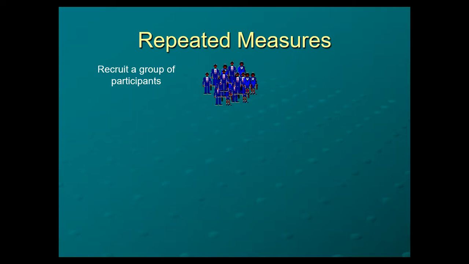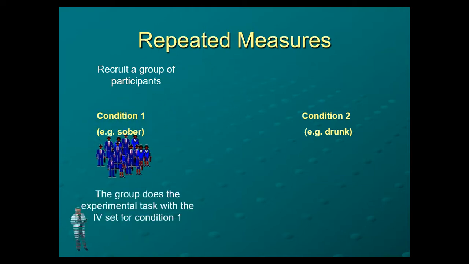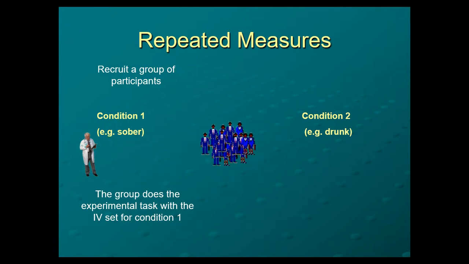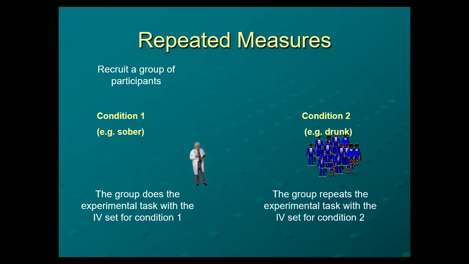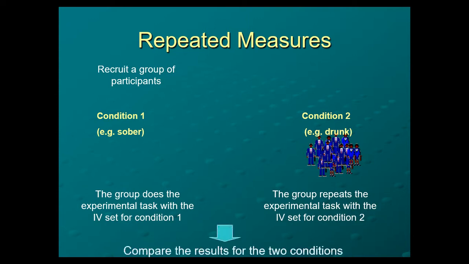So the next design is a repeated measures design. This is where you would recruit a group of participants, and you would have two different conditions in your experiment. The participants would do the experimental task with the independent variable set for condition 1. And then the same group would repeat the experiment with the independent variable set for condition 2. And then you would compare the results for the two conditions.